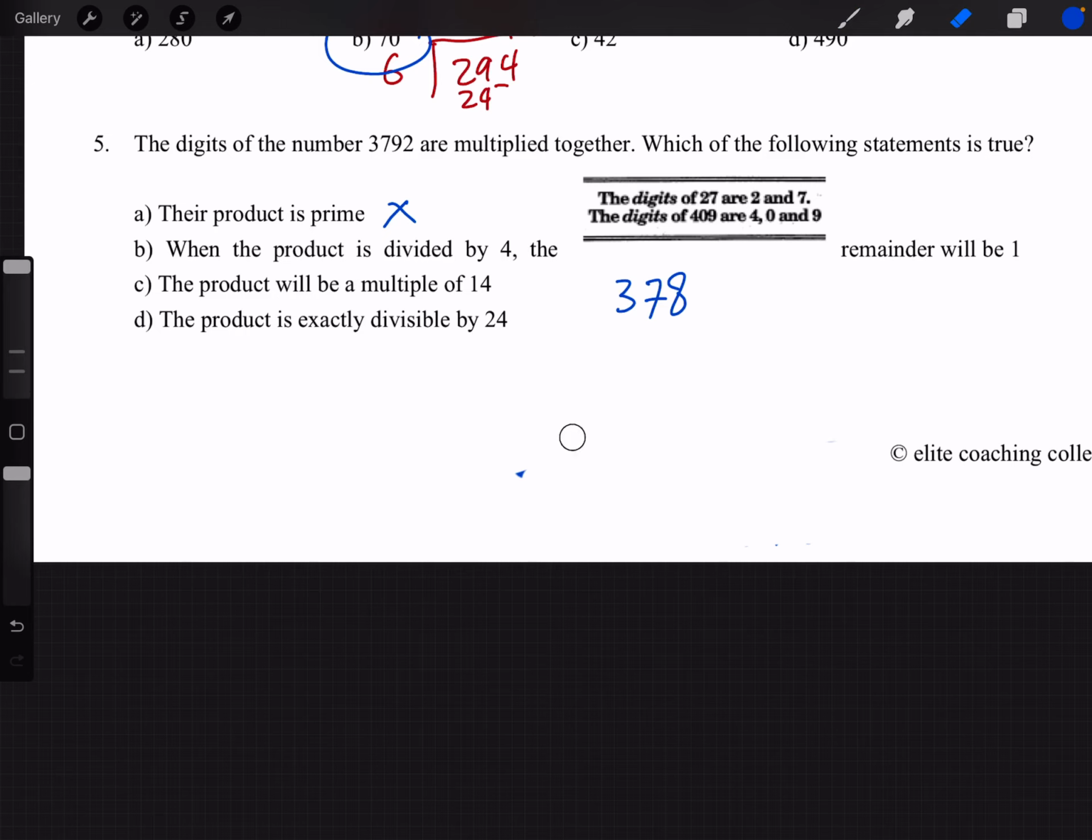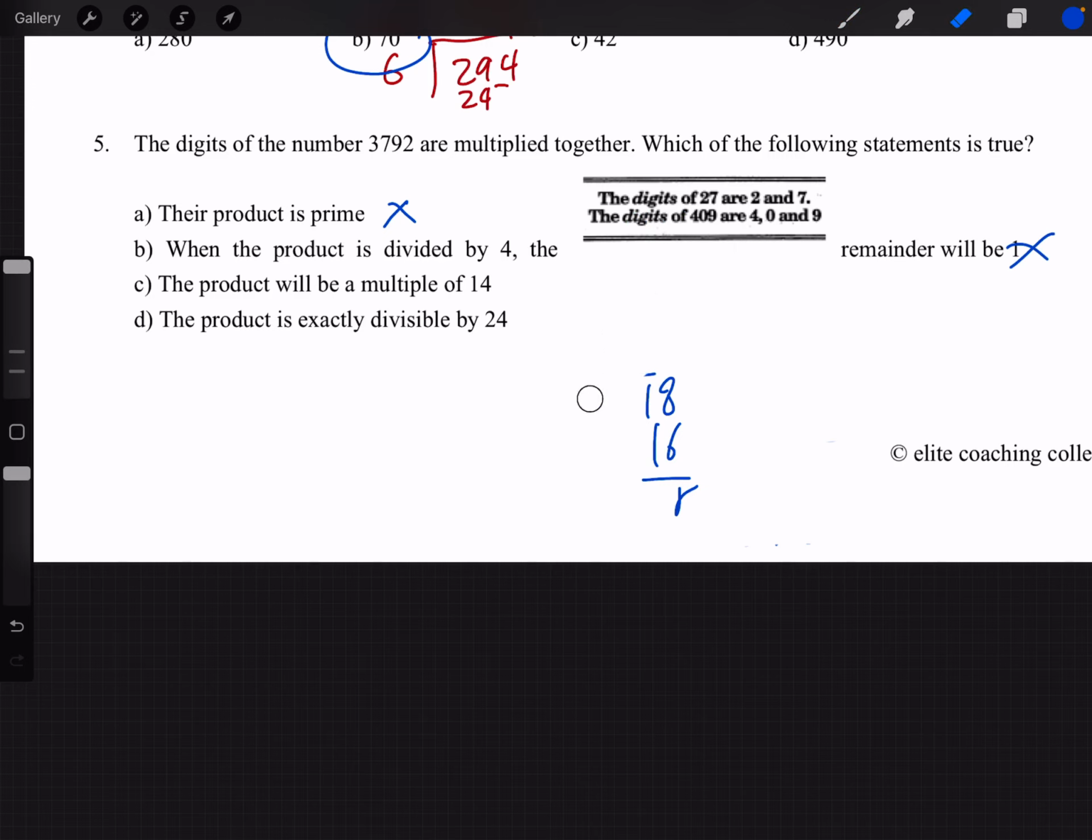Now the next one says when the product is divided by 4, the remainder will be 1. So why don't you just try it? Divide by 4. 37 divided by 4 will be 9. That's 36. 9 times 4 is 36. Take away, remainder is 1, 18. And 18 divided by 4 is 4. 4 times 4 is 16. Has a remainder 2. So remainder 2, not 1. So that's incorrect as well.